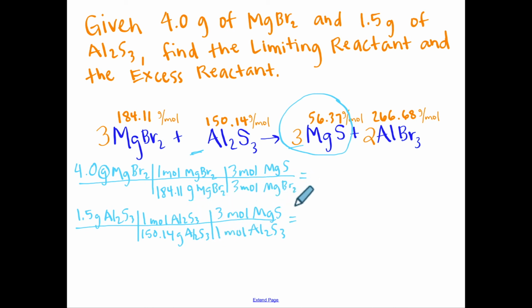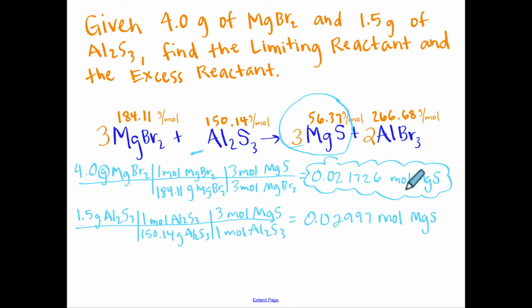And when we type these in, we get 0.021726 moles of MgS and 0.02997 moles of MgS. Again, it's very important that these are the same compounds. You have to compare the same compound. So we're going to look at these and see which one's smaller. When they're decimals, you have to pay close attention. 0.021 is smaller than 0.029. So we're going to put a cloud around this to be used a lot later. We're going to X out this one because we won't be using it later.